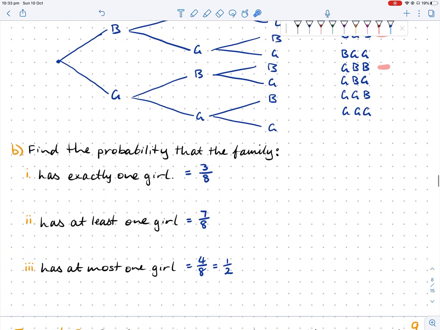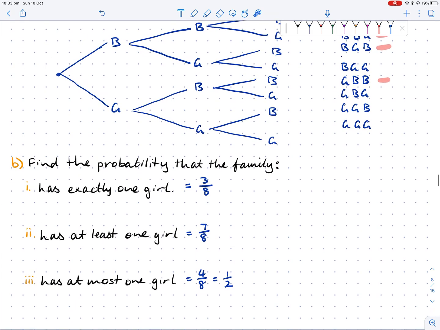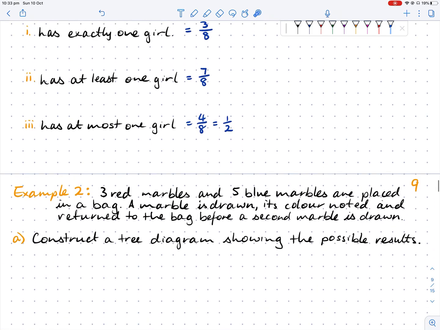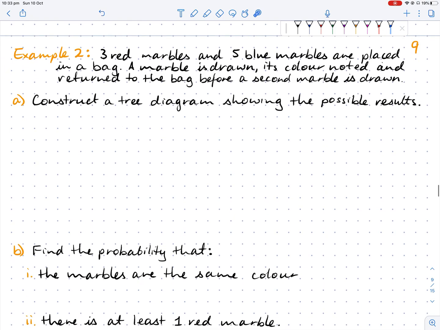Alright, so this was an example where all the outcomes were equally likely. We also have situations where not all the outcomes are equally likely, so that we will have different probabilities for each of those different outcomes. And this is an example of that.